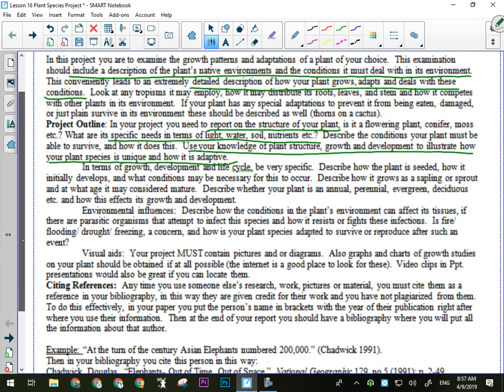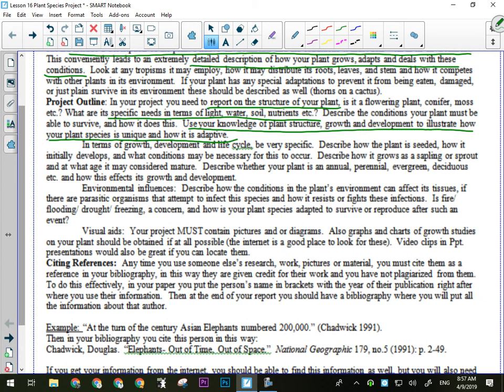Look at environmental influences, because we talked about the biotic and abiotic components, the factors affecting plant growth. Describe how conditions in the plant's environment can affect its tissues. Are there parasitic organisms? Does it have to survive long winters or extended droughts? How does it fight or resist these infections? Is fire, flooding, drought, or freezing a concern? And how is your plant adapted to survive or reproduce after such an event? Also in here, I would describe how it competes with other organisms or with other plants.